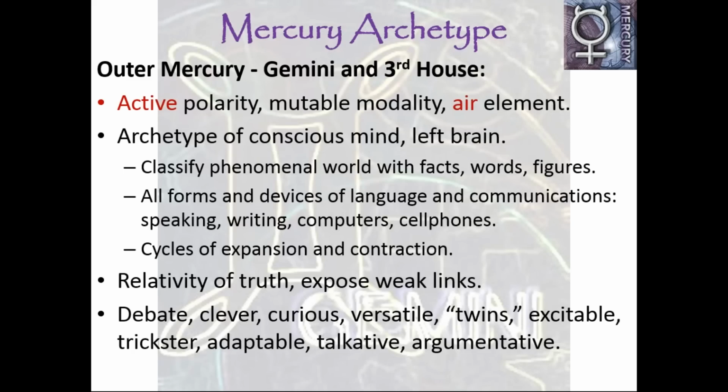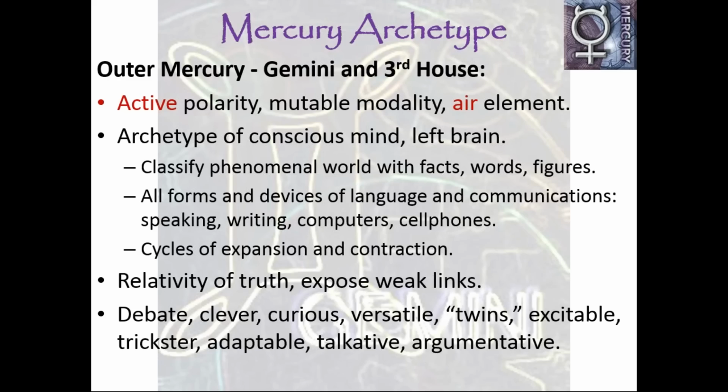Now, I always put the generics for Mercury as an archetype here because in most astrology, Mercury rules two signs. Outer Mercury, which means the active polarity, is also Gemini and third house rulership. Both of Mercury's rulerships are conscious mind, left brain. Here with Gemini third house, Mercury wants to classify everything. Facts, words, figures. I've got to figure out the details of language in order to communicate with you. We all have to understand what a cell phone is in order to have a common language of sharing that, no matter which particular language we may speak.